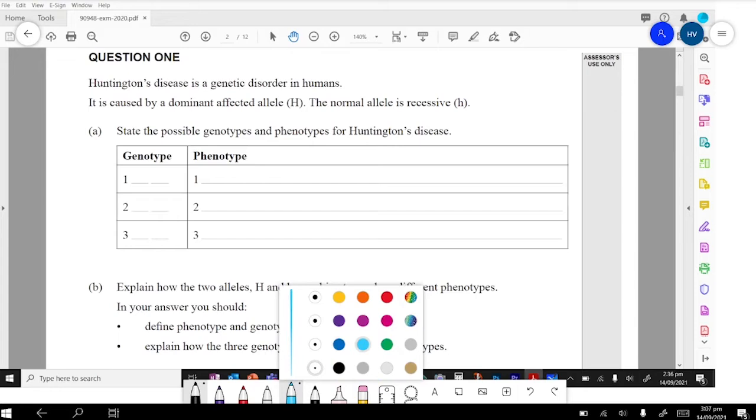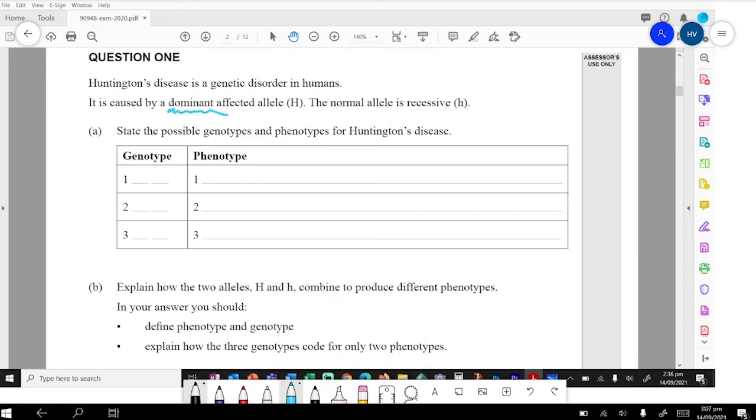It's caused by a dominant affected allele, capital H. The normal allele is recessive. So if you don't have Huntington's, it means that you are recessive. And the first thing that we can say is somebody that displays the recessive trait always has to be homozygous recessive. Okay, state the possible genotypes and phenotypes for Huntington's disease.